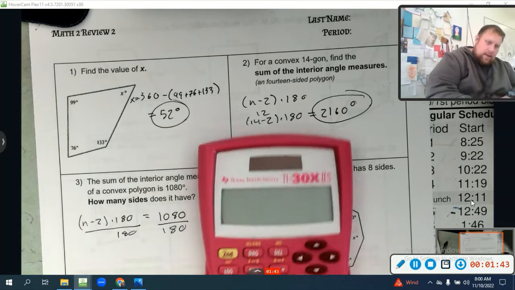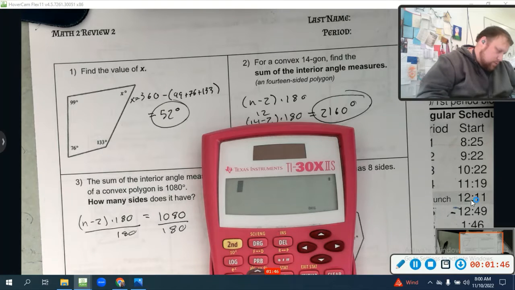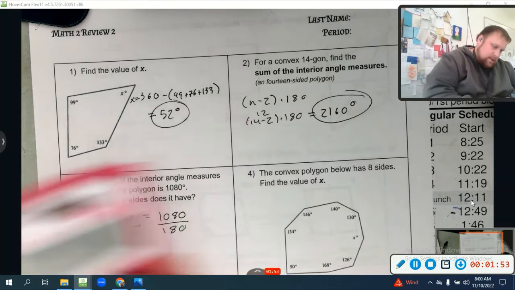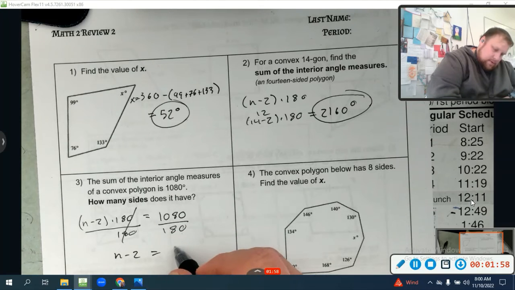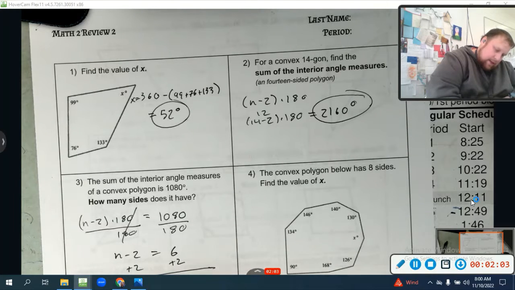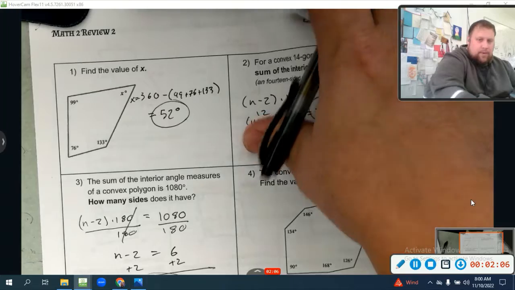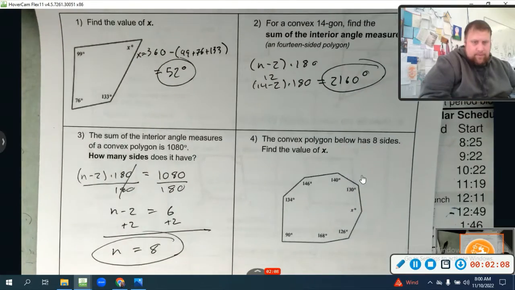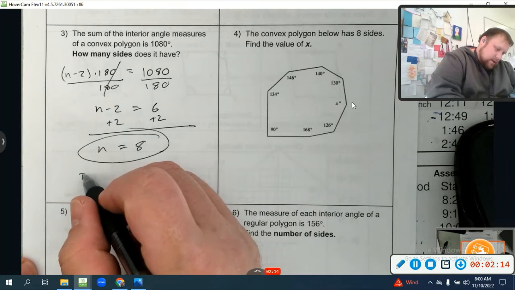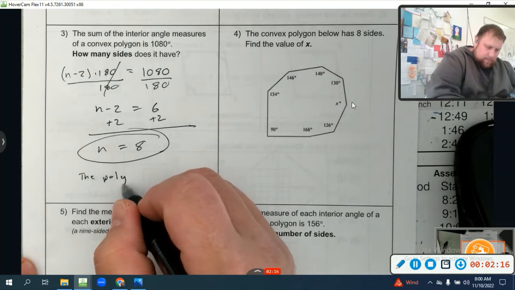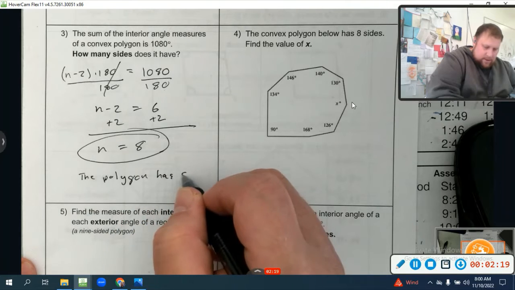When I do that, let's see, 1,080 divided by 180, 6. So that goes away, I get n minus 2 equals 6, and then plus 2, n equals 8. You see that, can you? So it's an 8-sided figure. Polygon has 8 sides.